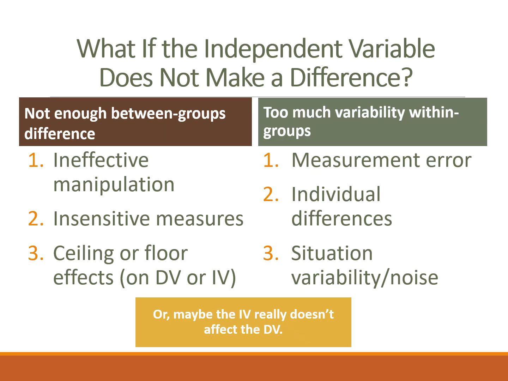So summing it up, what if the independent variable does not make a difference? The first thing we can ask about is, is the between group difference small enough? And the second one is, is there too much variability within those groups? We want to look at both of those. But at the same time, we also want to keep open the reality that it just may be there is no difference.